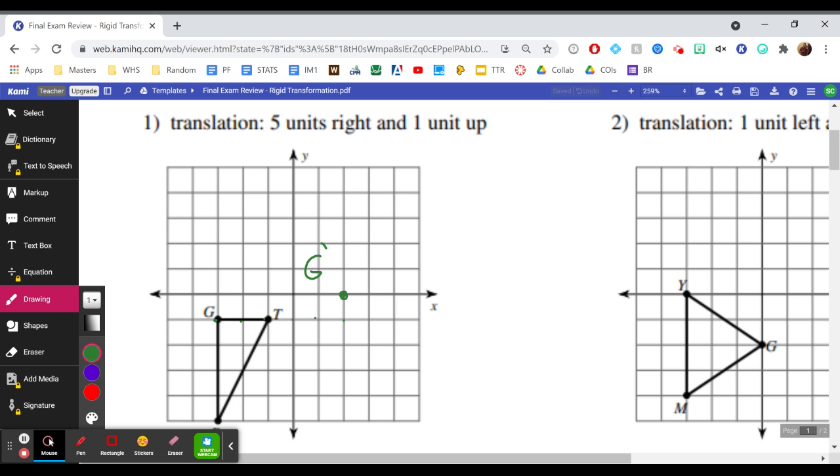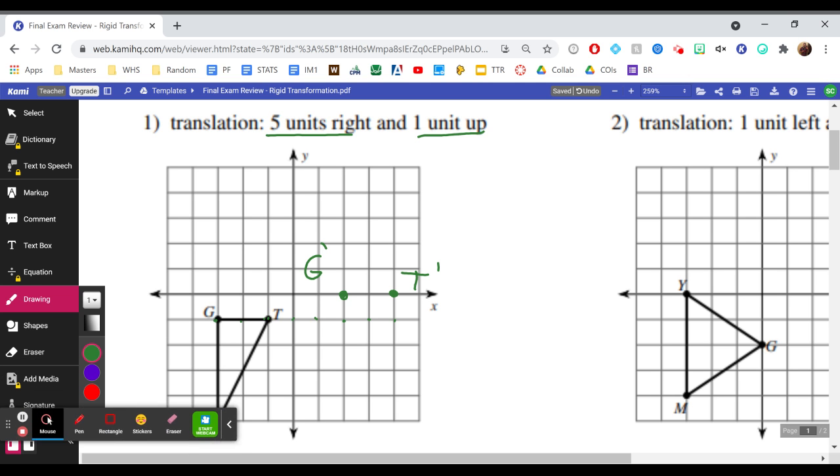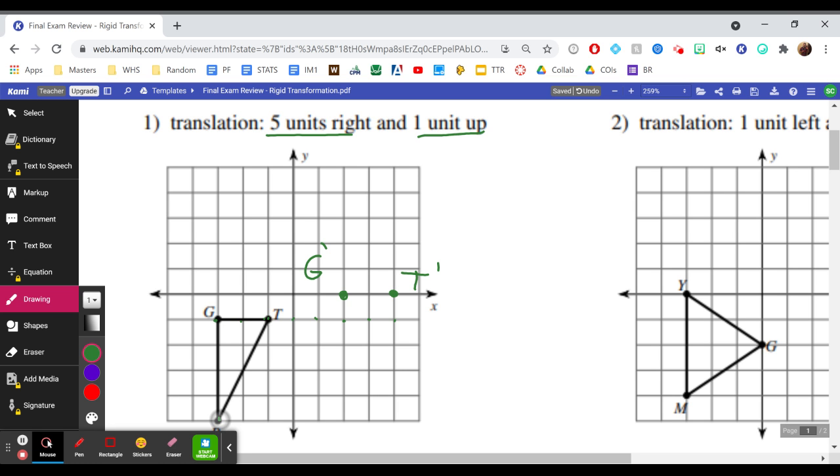Okay? The original figure, the one that has not been transformed. Now let's go with T. Again, T, we're going to go 5 to the right. 1, 2, 3, 4, 5. And 1 up. That's T prime. And the last point is B. B is going to go 1, 2, 3, 4, 5, up 1, and that's B prime. Okay, so at this point, we just connect the dots on the new transformed figure, and that's our image.